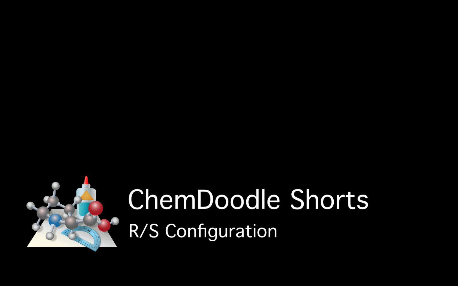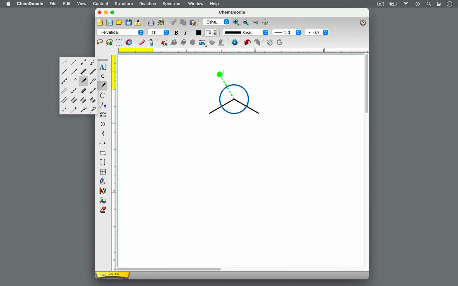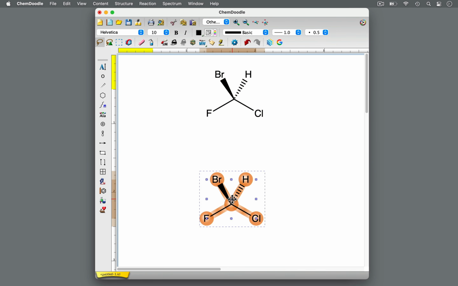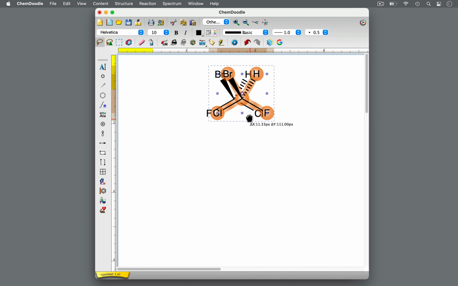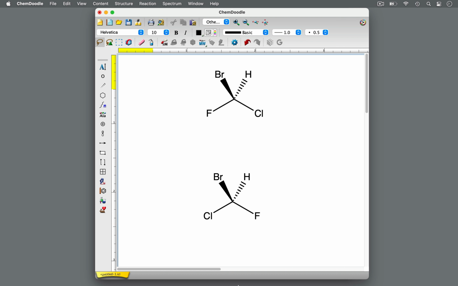Let's learn about the RS configuration. Enantiomers are stereoisomers that are non-superimposable mirror images of each other, kind of like your hands. If you put one on top of the other, they don't line up. They're not the same. So how do we differentiate these molecules?